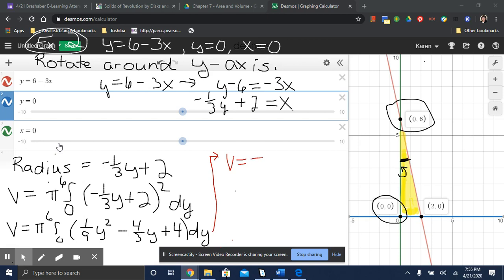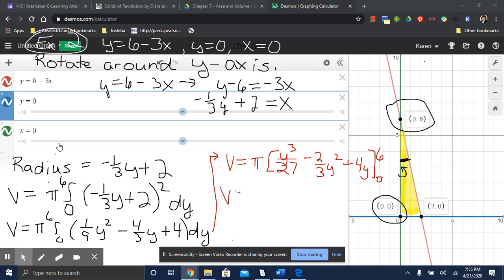So the power rule for us would be volume equals pi times, and so 1/9 y squared. That's going to end up being y to the 3rd over 3, and then you'll multiply that by 1/9. So we'll get y to the 3rd over 27, and then minus, now your 4/3 y, your y would be squared and then over 2. So you'd be able to reduce and get 2/3 y squared, and then your 4, which would be plus 4y, evaluated from 0 to 6.